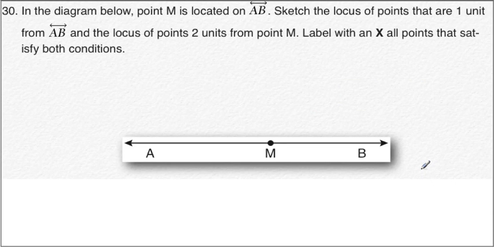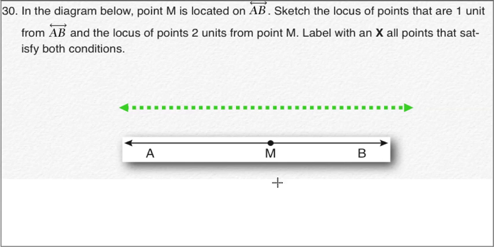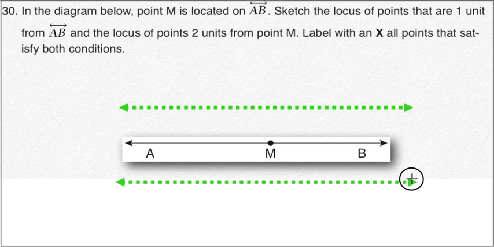Number 30. So we need to sketch the locus of points that are 1 unit from line segment AB. So let us say this is about 1 unit away. So I'm going to try to go for somewhat similar distance. So you see, 1 unit away from one line will be two parallel lines about that line.